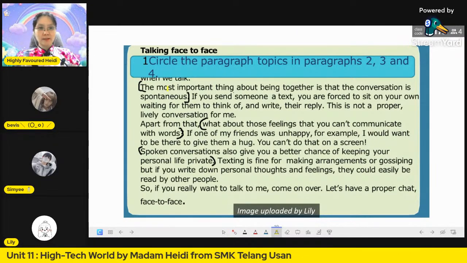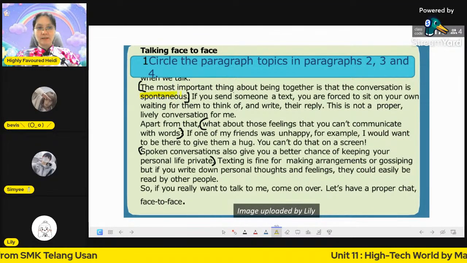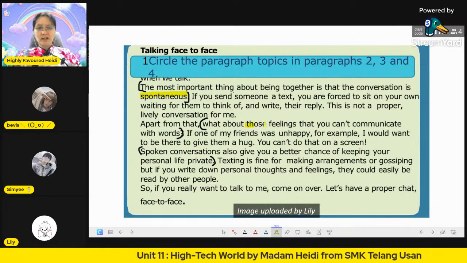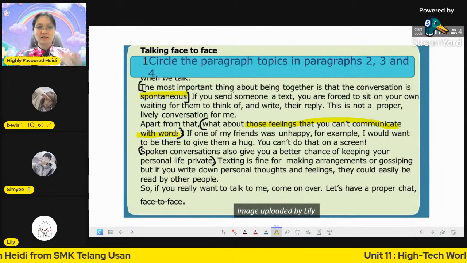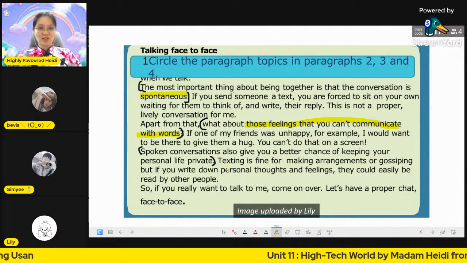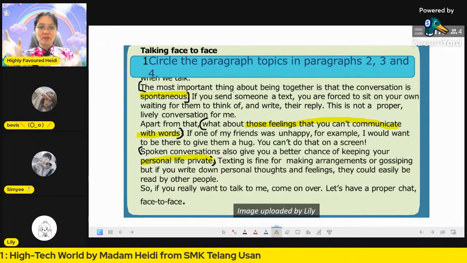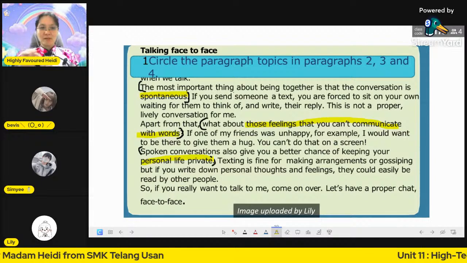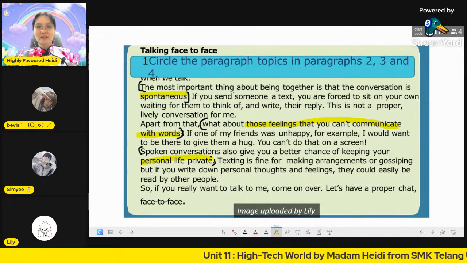Like this one, the most important thing, yes, conversation is spontaneous. Actually, that one is a keyword. The second one is there are feelings that you can't communicate with words. Like this one, you give an example, a very good example, like a hug. How are you going to hug? You give a virtual hug. Some of them will put a virtual hug kind of thing. Then you cannot keep it private because it's written. Then some busybody, your brother, sister, or your parents might read your handphone. Then they read the text. It's not personal anymore.